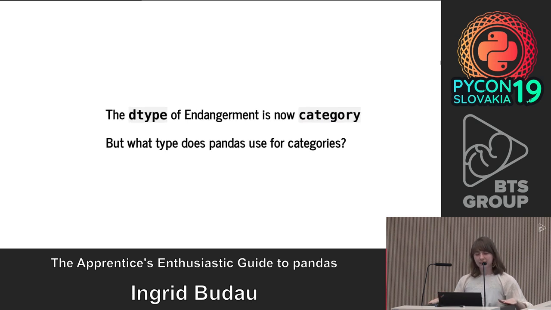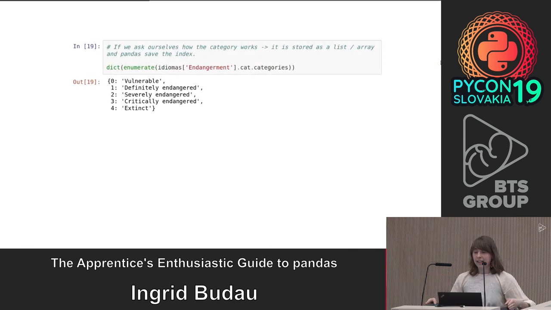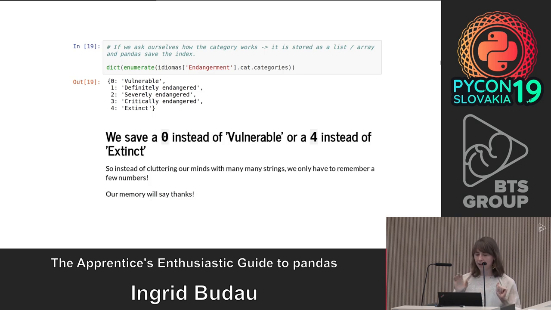Okay, but what type does pandas actually use for categories? How does it work? Why is it so much faster? Well, if we look at it like this, our values are stored as a list, and pandas only looks at their index. So now we can see them in a dictionary with the key as the index value. So every time we want a vulnerable, pandas thinks, oh, it's a 0, oh, it's a 4.